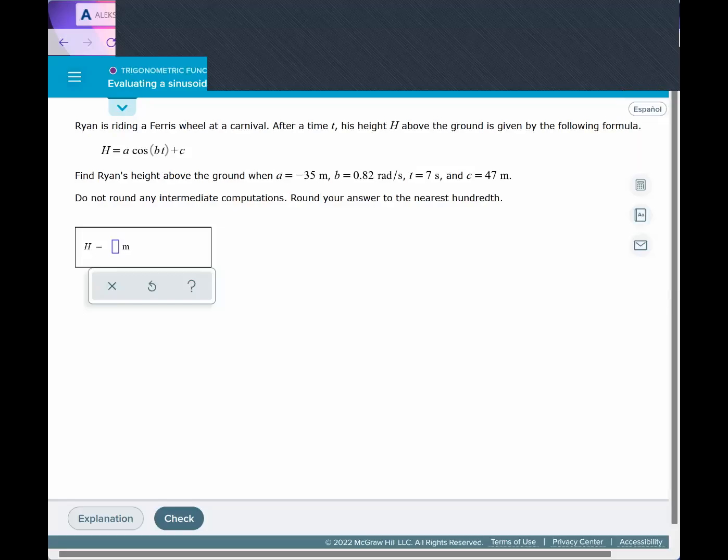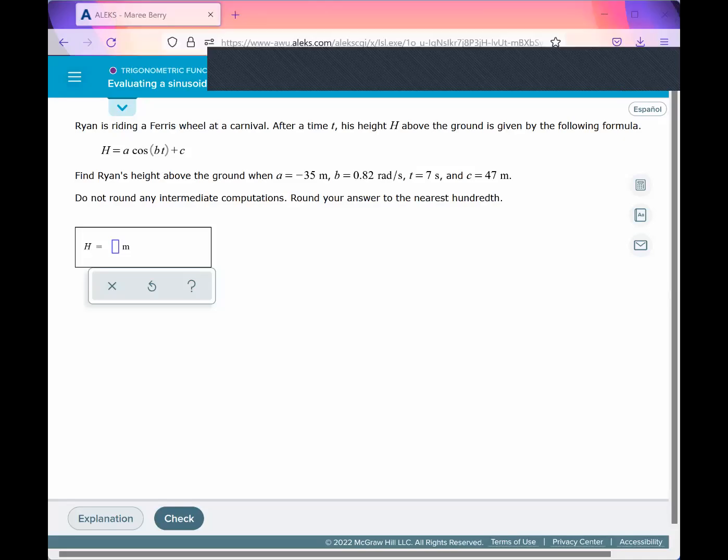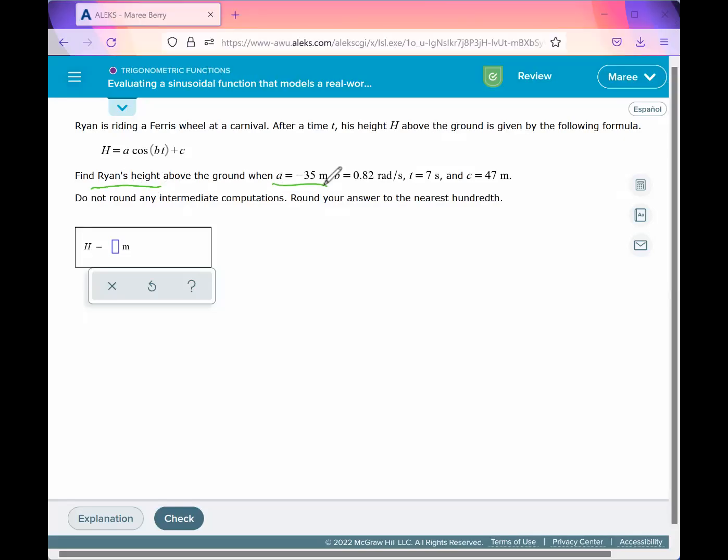So this lesson is evaluating a sinusoidal function that models a real world situation. In this particular lesson, all we need to do is plug in all the numbers to the equation. So if we're going to find Ryan's height, we're just going to plug in -35 for A. We're going to times it by the cosine of 0.82 times 7. And then we're going to add 47.